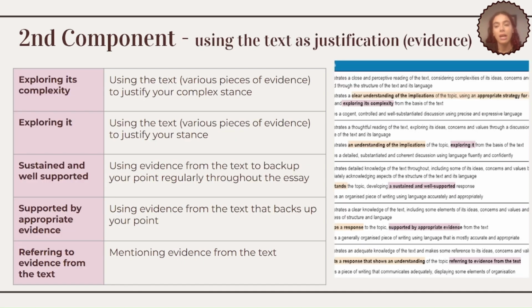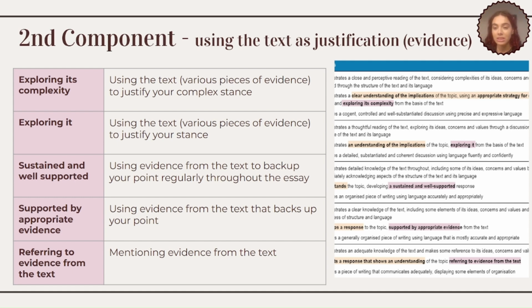Now, the second part of responding to the prompt is using the text as justification, right? This is the evidence stuff. So we've got number 9 and 10. You're exploring the complexity of the text. So you use the text to justify your stance. You don't just say a stance and go, here's some evidence to back it. No. You have got a complex stance that has come out of the text.